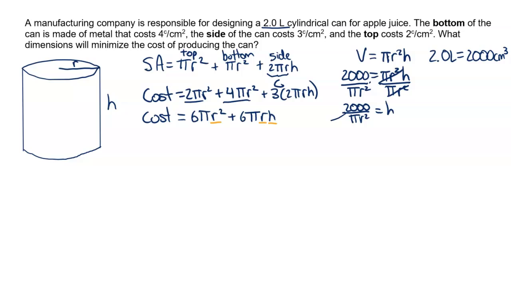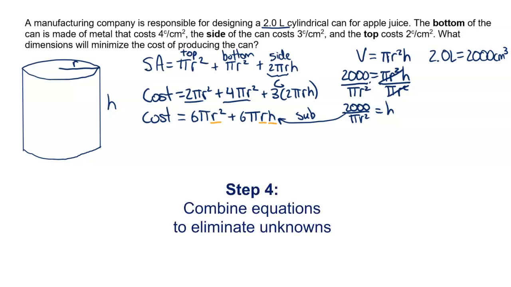And now what we're going to do is we're going to sub that in for h. And so now we're going to get our cost equation in terms of only one variable. So we're now combining the equations to eliminate unknowns. 6 pi r squared plus 6 pi r. And when we substitute in the h, we get 2,000 divided by pi r squared. So the pi is going to cancel with the pi. This r is going to cancel with one of the r's.